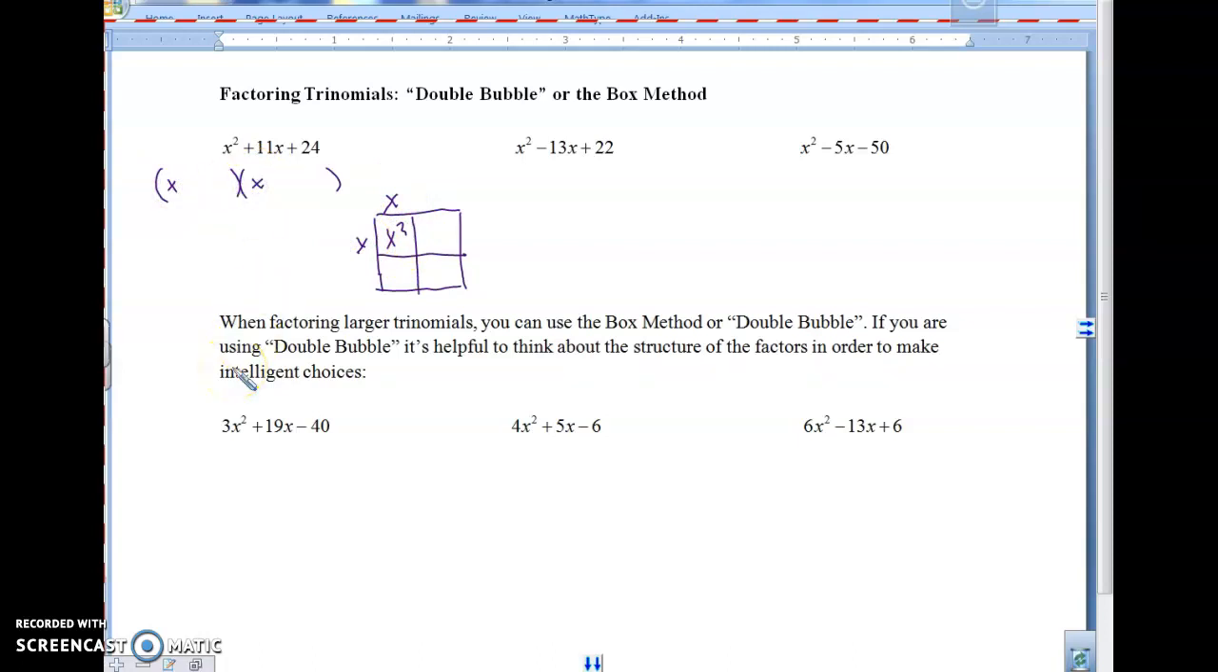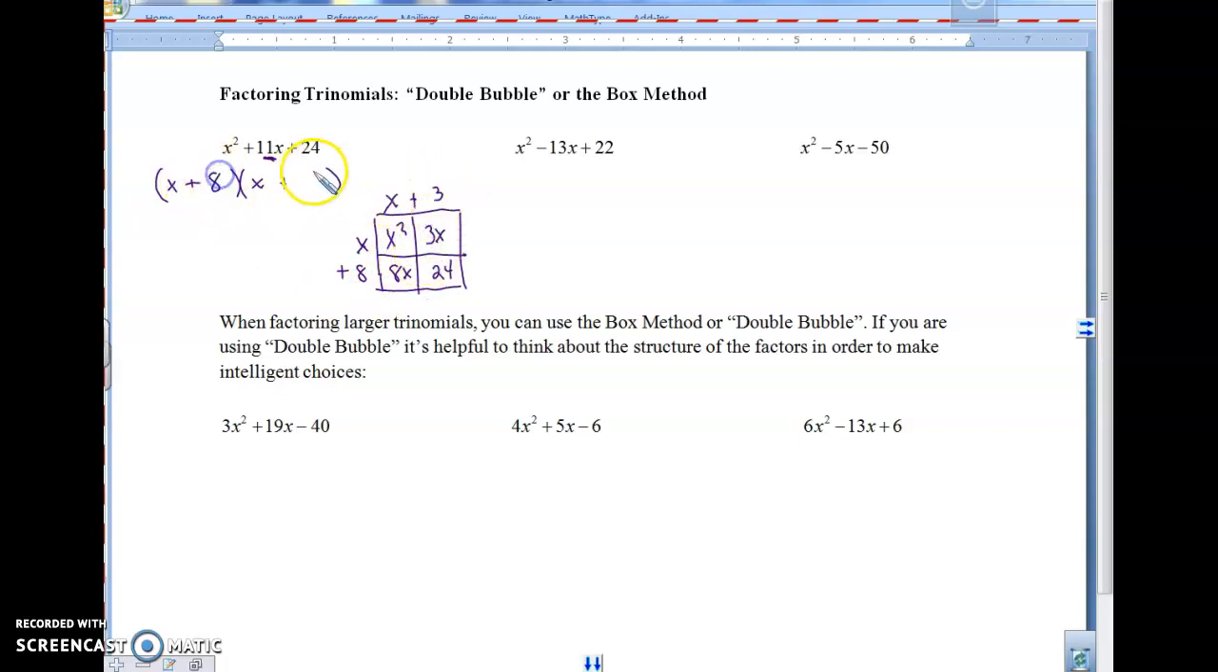Okay, now sign-wise, this is positive, positive, so we know this is going to be plus and plus out here. Now, your end term here is 24, which would be where these two factors right here go. We need the factors of 24, but they have to add up to 11 in the middle. So what factors of 24 give you 11? Well, it would be 8 and 3. It's going to be neither one. So this is going to be 8x and 3x added together gives you 11x.